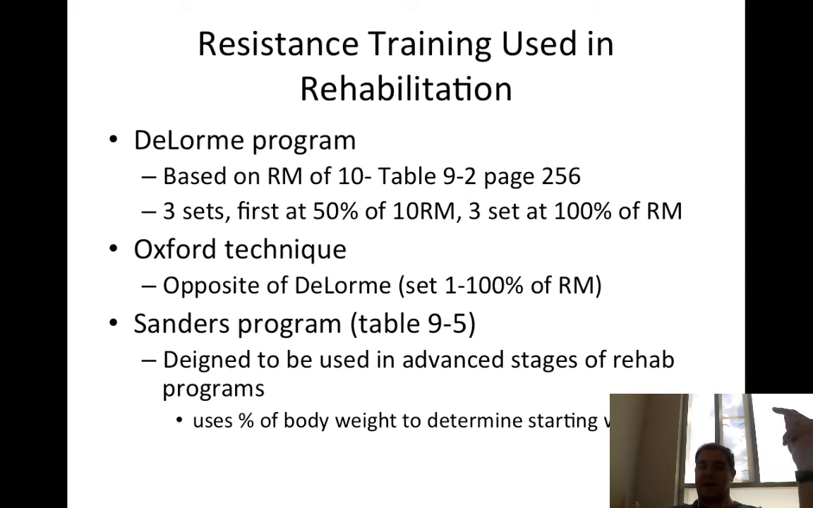The Oxford technique is the opposite. So your first set, you're doing as much as you can, 100% of your 10 rep max, versus the last set, your third set, you're doing 50%, right? The Sanders program is designed to be used in advanced stages of rehab programs. This uses the percentage of body weight to determine starting weight for the exercise you're doing. So you take a calculation depending on how much the patient weighs, and that'll give you your starting weight to give the patient. I actually tried some of the Sanders stuff back in the day when I worked football in West Virginia, and to me it was actually more of a pain trying to figure out some of the stuff than the gains that the patient got.